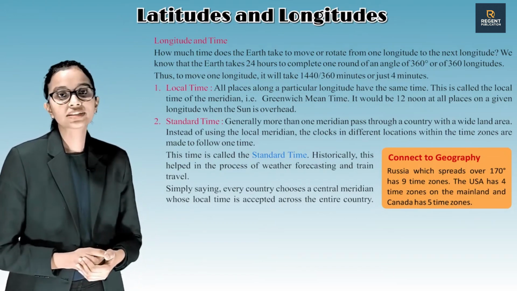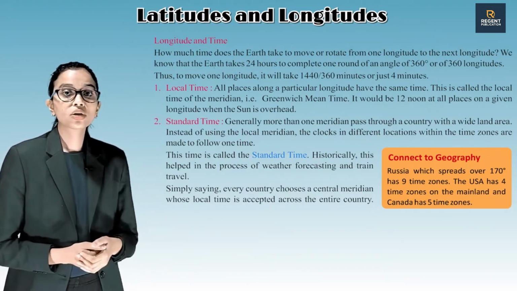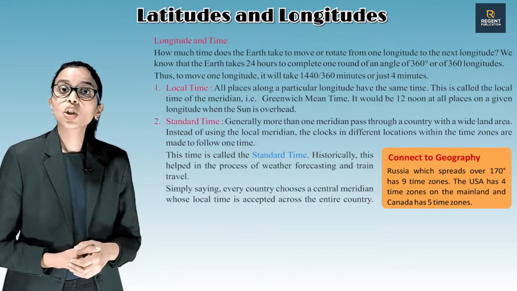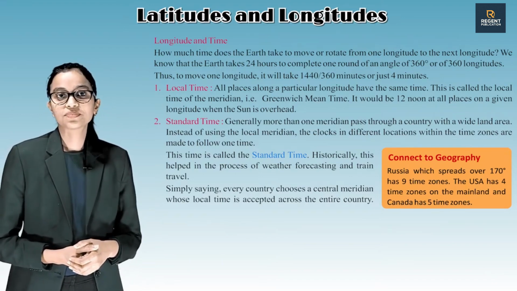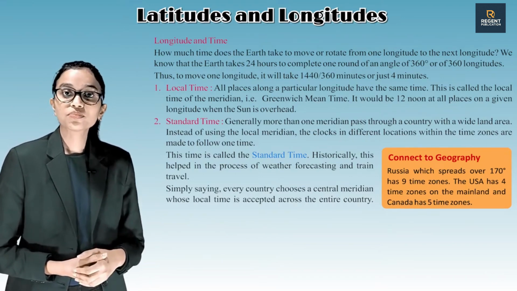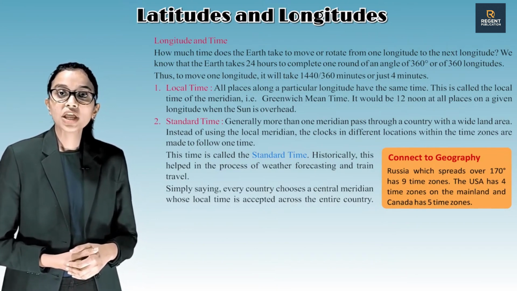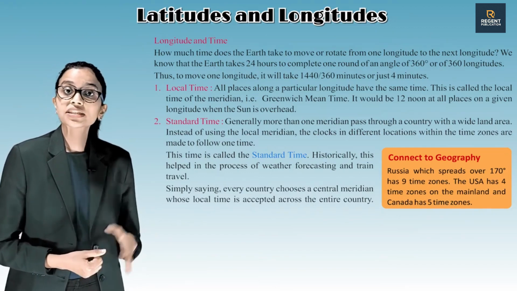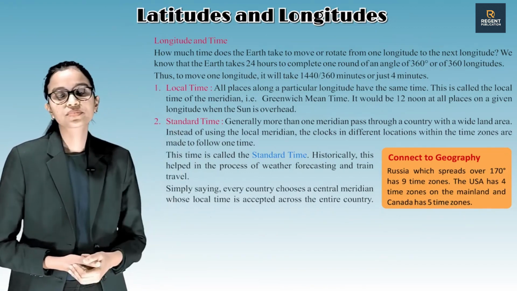First, local time. All places along a particular longitude have the same time. This is called the local time of the meridian. Greenwich Mean Time, it would be 12 noon at all places on a given longitude when the sun is overhead.